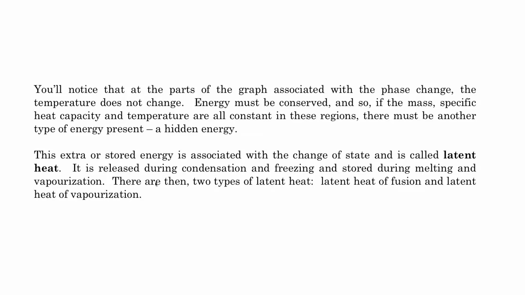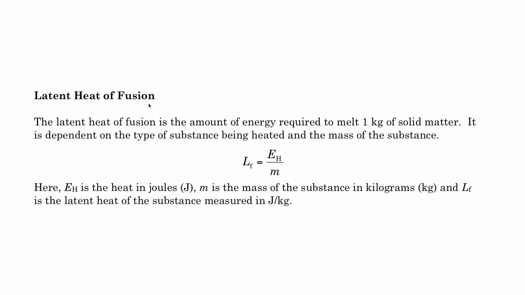So there's two types of latent heat. The latent heat of fusion, and we use the latent heat of fusion for freezing and for melting, and the latent heat of vaporization, and we use that for boiling and condensing. Okay? So we're going to take a look at how we do these things. When you see the equations, they're very, very straightforward, but it's a different type of heat energy. So the latent heat of fusion is the amount of energy that's required to melt 1 kilogram of solid matter.